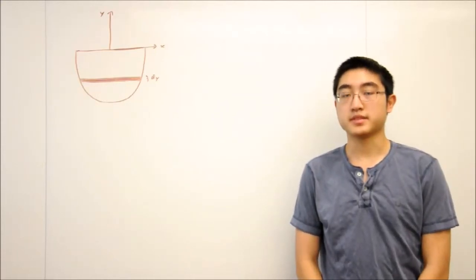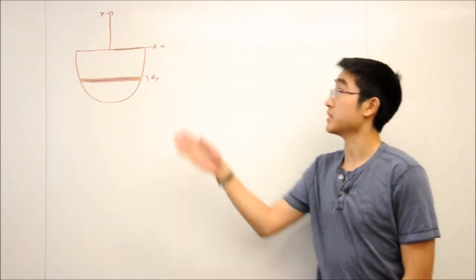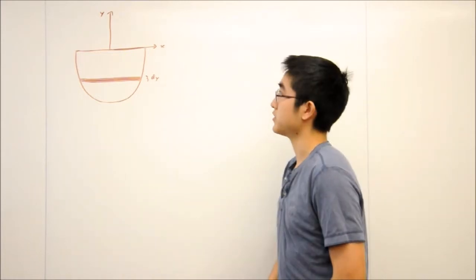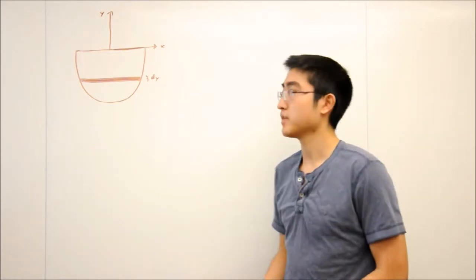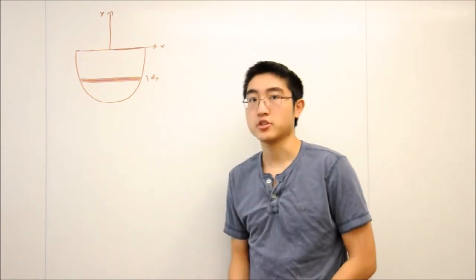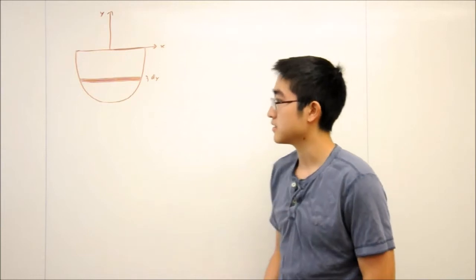So for this problem, let us define our coordinate system to be like in the following diagram, where our origin is in the middle of the straight edge of the semicircle. So then, by symmetry, the center of mass should lie along the negative y-axis.